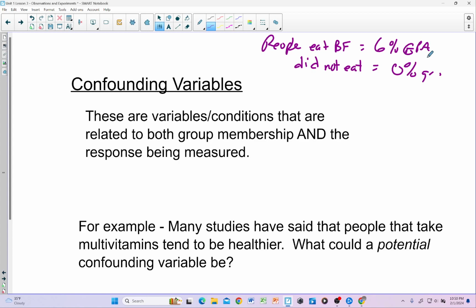So what we do is we think about what those people that ate breakfast are like. Is there anything else that they have in common? If we can find something else that those people have in common, we call that a confounding variable. So what else about people that eat breakfast? Well, who are the people that eat breakfast?